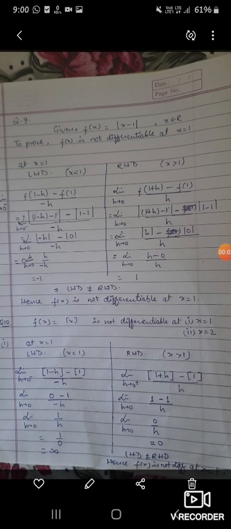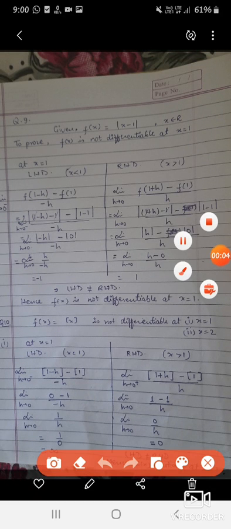See your question number 9. In this, f(x) is given as modulus of x minus 1, where x is any real number, and we have to prove that f(x) is not differentiable at x equals to 1. Not differentiable, we have to prove.